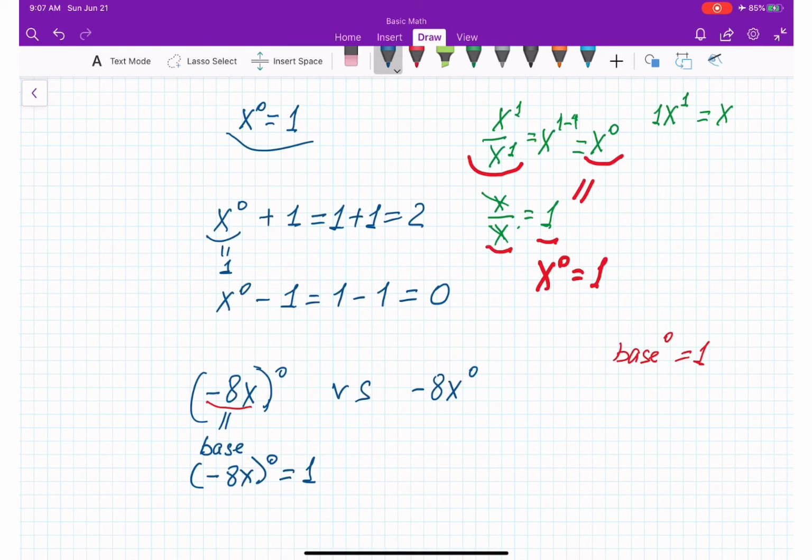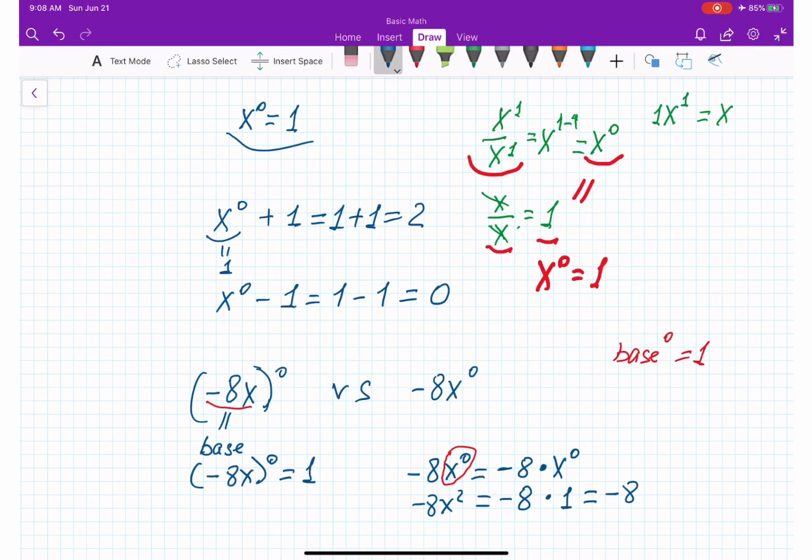Now let's look into this case. Negative 8 x to power 0. So in this case we are going to have negative 8 times x to power 0, because there are no parentheses. So this power 0 belongs to base x only. And what do we get? Negative 8 times 1. And the result is negative 8.